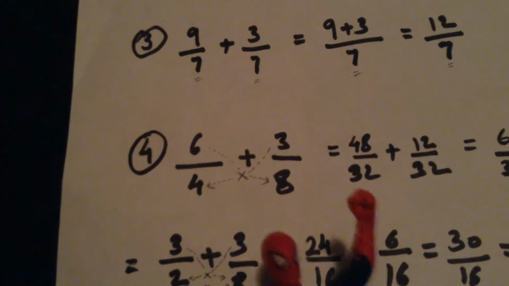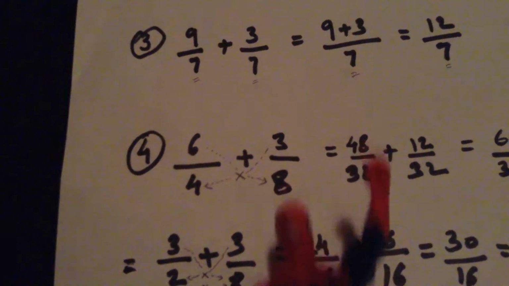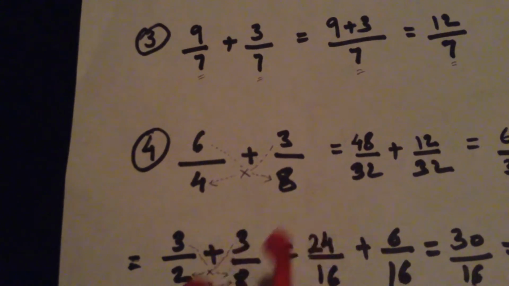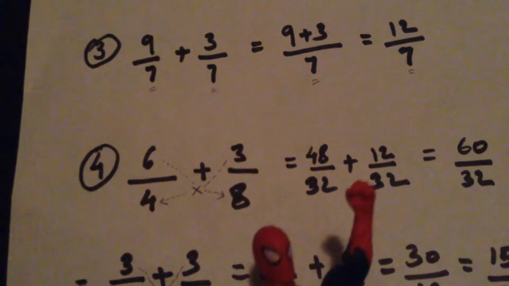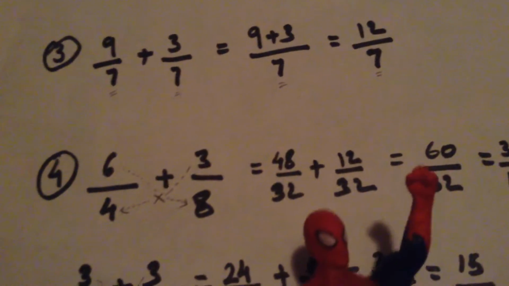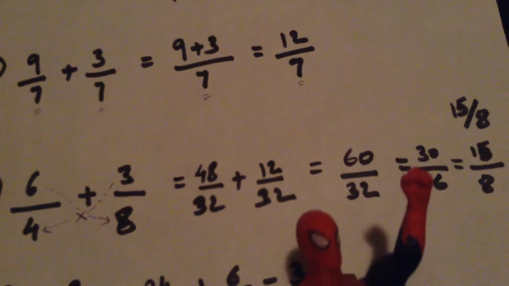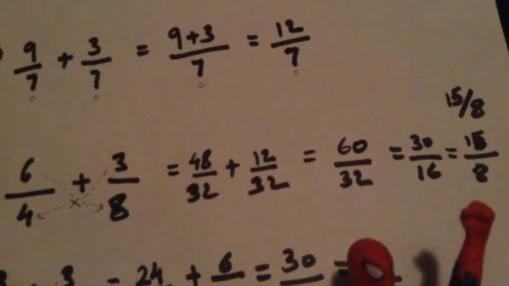So now you have the two fractions rewritten with the common denominator, and we have multiplied the numerator with the opposite denominators. And here we get 48 over 32 plus 12 over 32, which is 60 over 32, and when it is reduced we get 30 over 16, and finally 15 over 8.